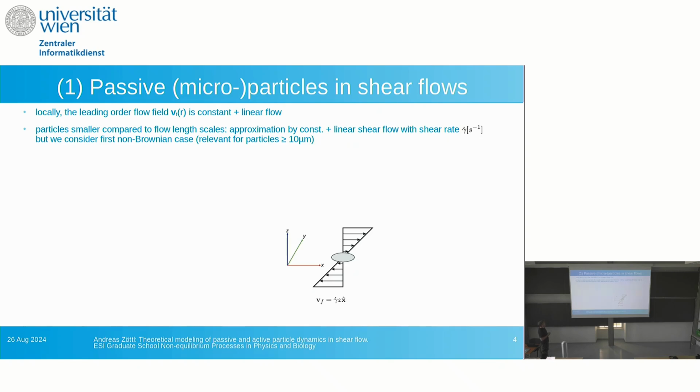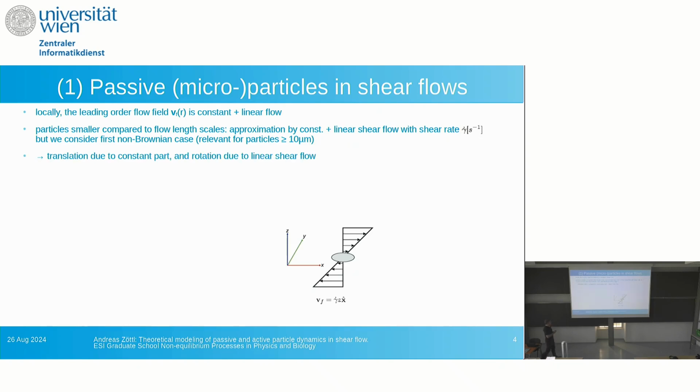So first we consider the non-Brownian case, meaning we have small particles, so they do not use inertia, but also thermal noise is not yet important. This is typically the case, it depends on the specific shear rate, but let's say you have particles larger than 10 micron, then noise usually is not so important, but they're still small.